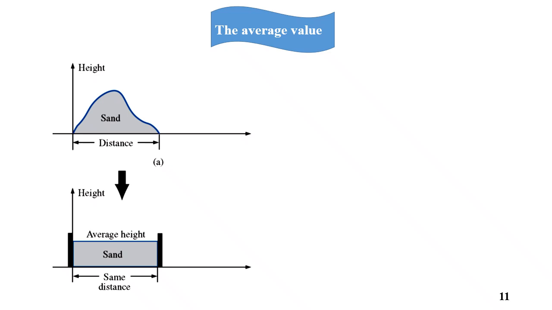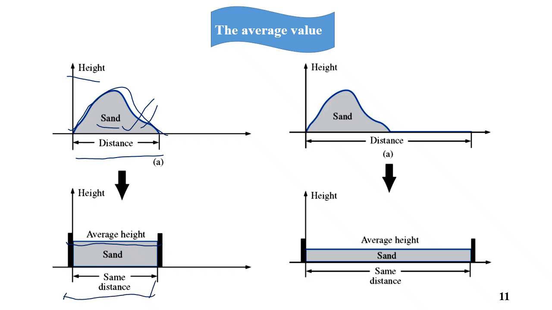The average value. If we have a pile of sand with a height changing with this curve for a known distance, we can get the average, or we can make the sand pile with an average height having the same area under the curve above in the same distance. This is the average height or the average value.